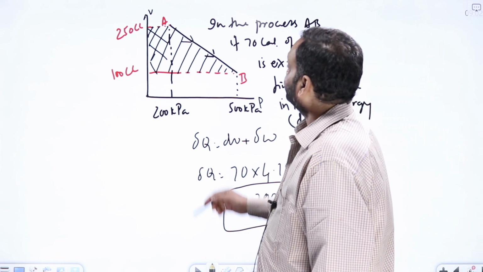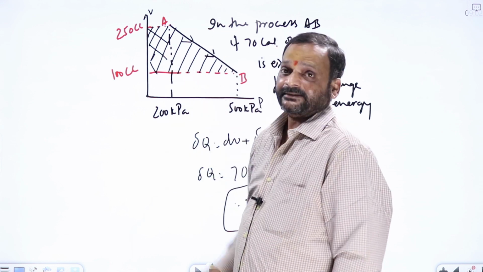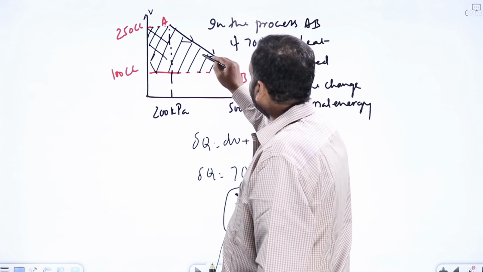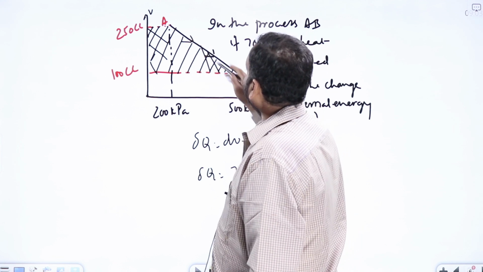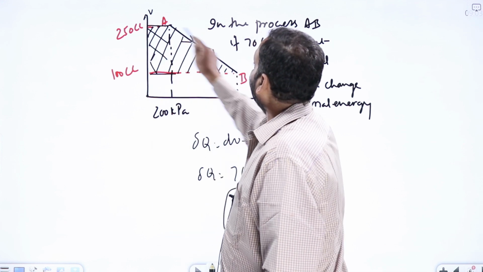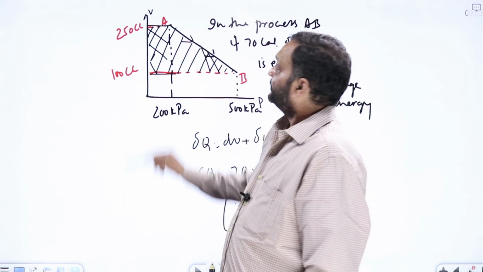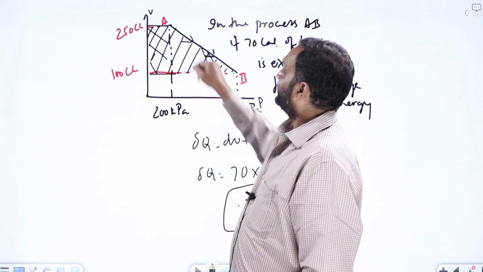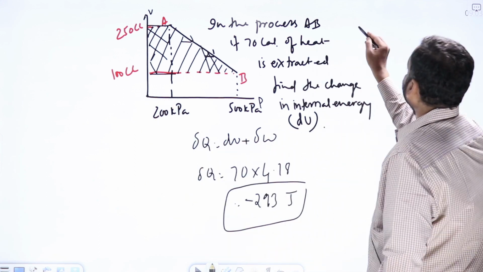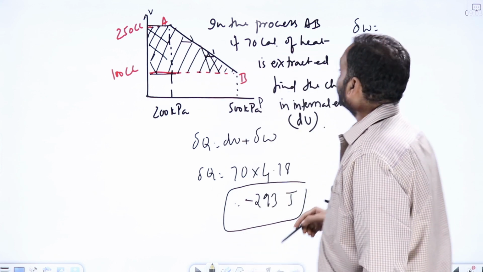Okay, what is delta W? In a PV diagram, the area between the curve and the volume axis will give us work done, we have seen, isn't it? It is nothing but this area, the entire area between this curve and the volume axis. Now this area contains two parts. One is a rectangular part and the next one is a triangular area. So area of this rectangle is nothing but length into breadth. Here length is 200 kilopascal. That is, delta W is of two parts: one is the rectangular part and this triangular part.